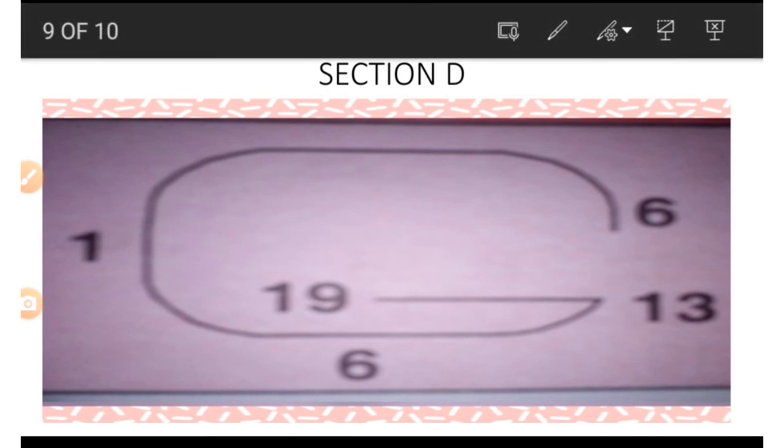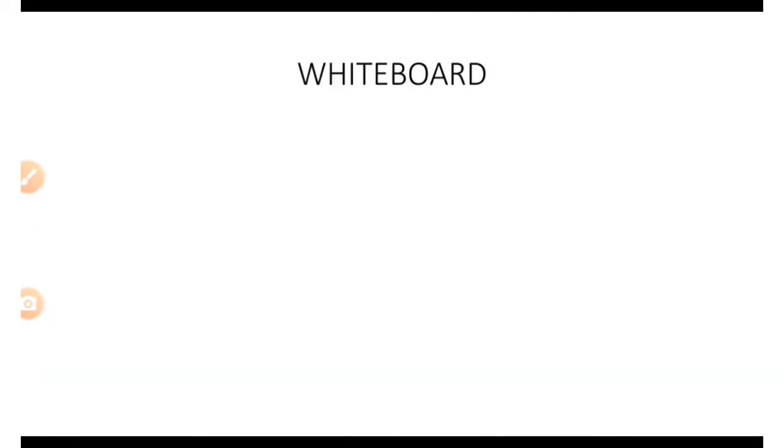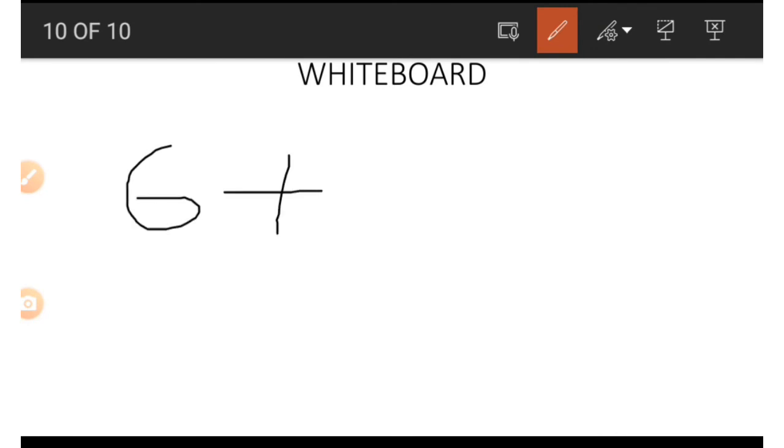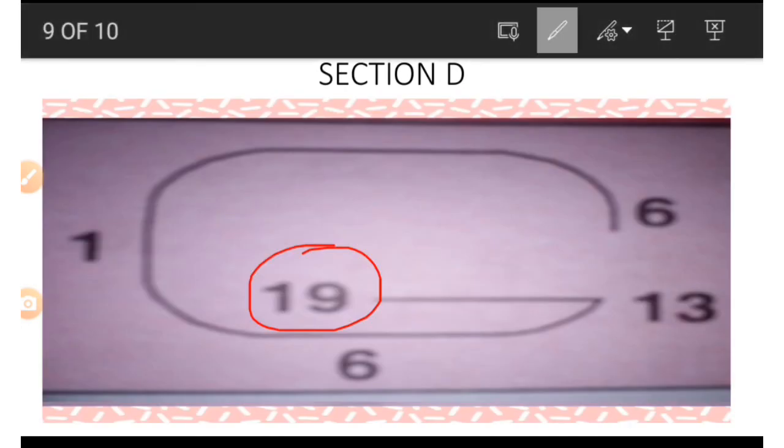Alright, this G symbol has a 19 inside. At that position of 19, what do we do to get 19? Alright, when you look at 13 and 6, what comes to mind is to add up. So we add up 6 plus 13, that gives us 19. So that is how you get the number in that position, 19.